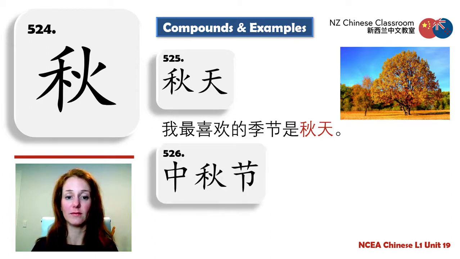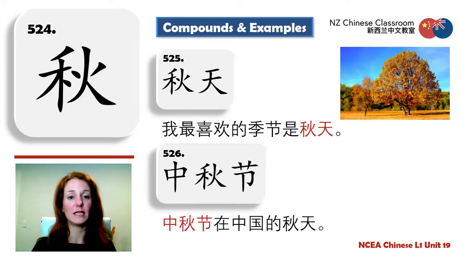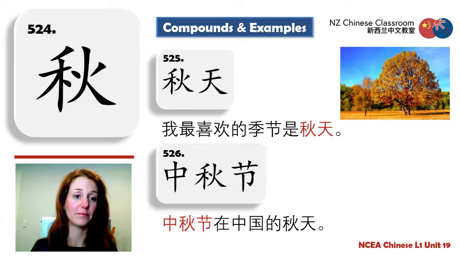中秋节, Mid-Autumn Moon Festival. 中秋节, this is where you get together as a family, you look up at the moon and recite poetry and eat 月饼, mooncakes. 中秋节在中国的秋天. Mid-Autumn Moon Festival is in China's autumn, but in New Zealand it's actually in our spring.